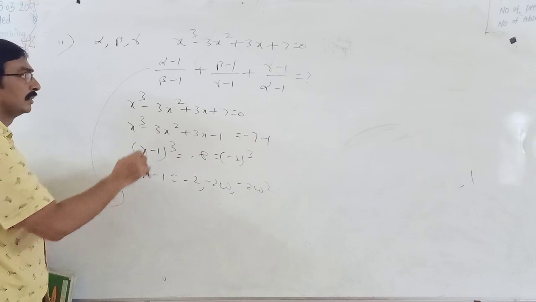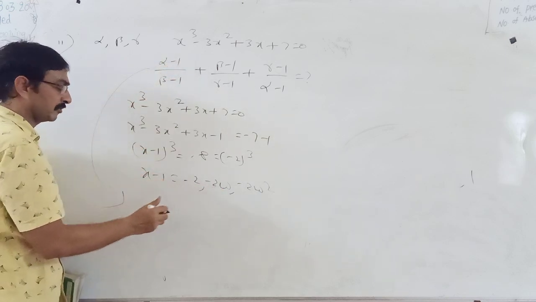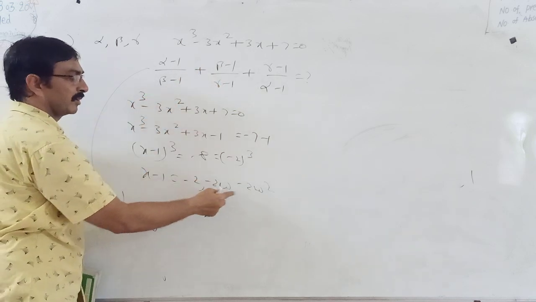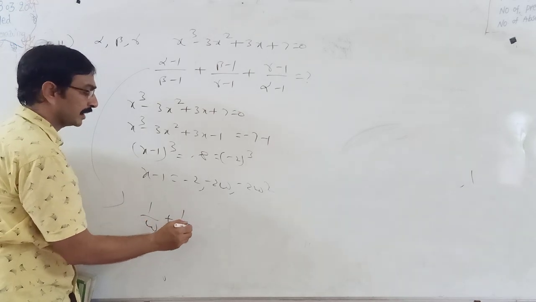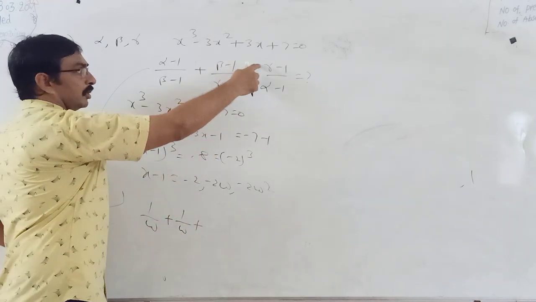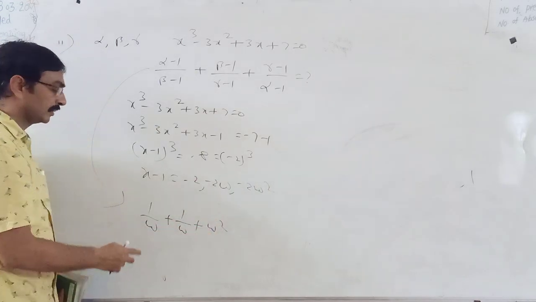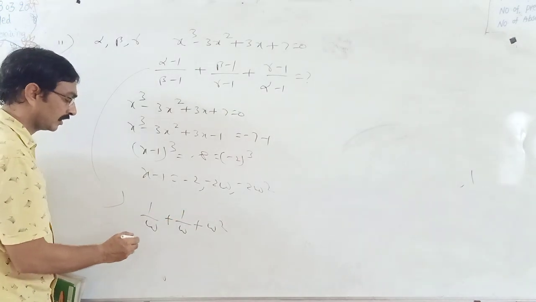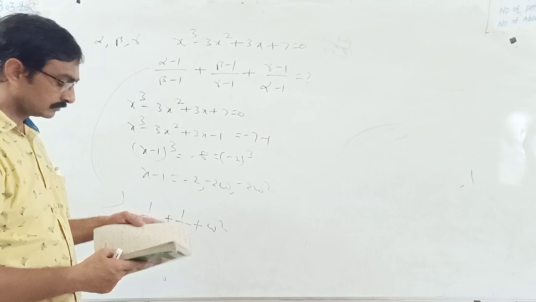Therefore the required ratios: alpha minus 1 by beta minus 1, first one by second one, is 1 by omega. Second one by third one is also 1 by omega. Third one by first one is omega square. So this is nothing but omega square plus omega square plus omega square. Therefore the answer is 3 omega square.